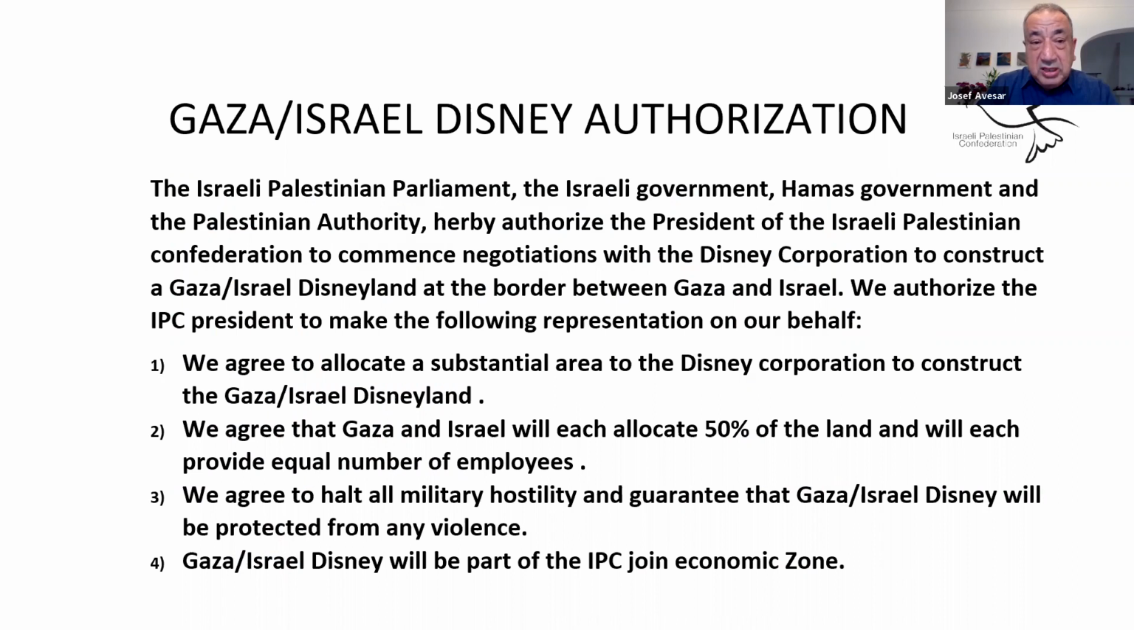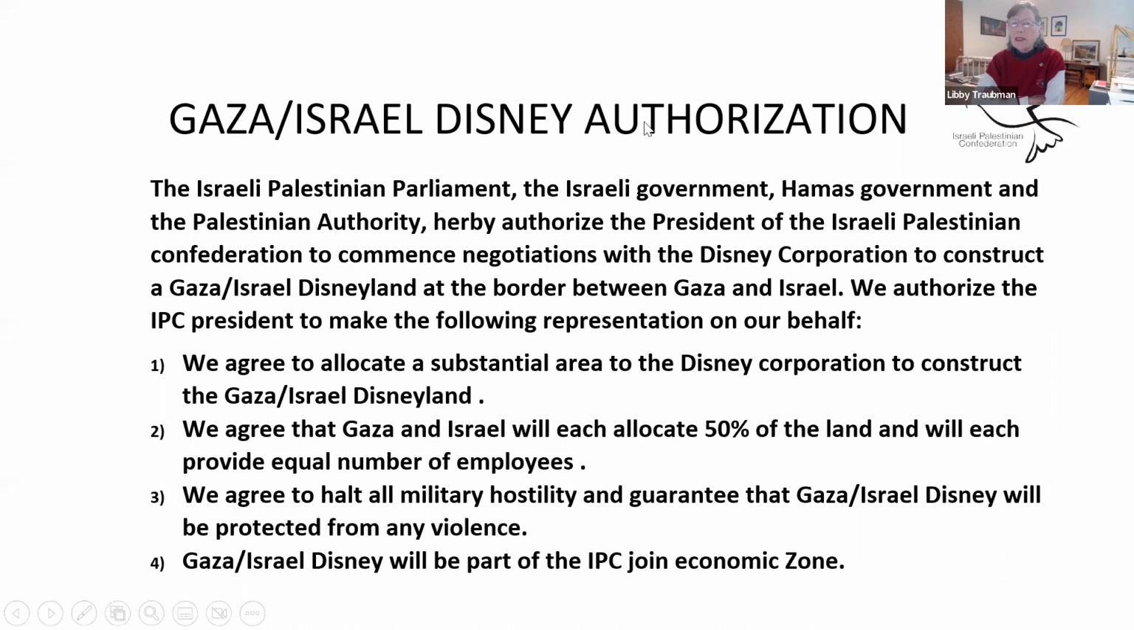This is a Gaza-Israel Disneyland authorization. So I am the president. I am asking you, the government and the parliament, to give me an authorization. Libby, could you please read it? The Israeli Palestinian Parliament, the Israeli government, Hamas government, and the Palestinian Authority hereby authorize the President of the Israeli-Palestinian Confederation to commence negotiations with the Disney Corporation to construct a Gaza-Israel Disneyland at the border between Gaza and Israel.